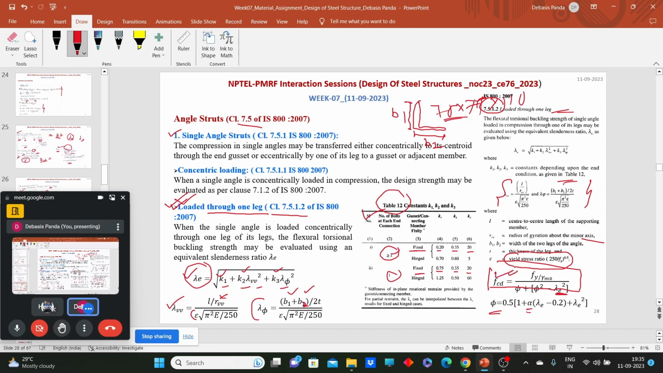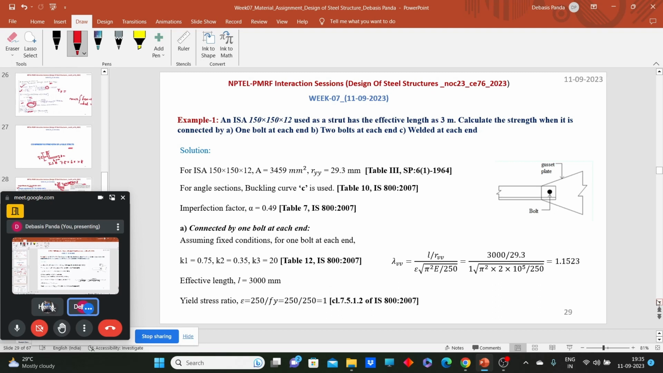Then when we have the phi value, we can calculate the FCD value. What is that FCD? That is the design compressive stress. Now when we have the FCD value, we can calculate PD, the design compressive strength value. That is nothing but FCD into AC. Okay. So let's quickly solve one example of a single angle strut. Then this will be more clear. So here is example 1 of your single angle strut.